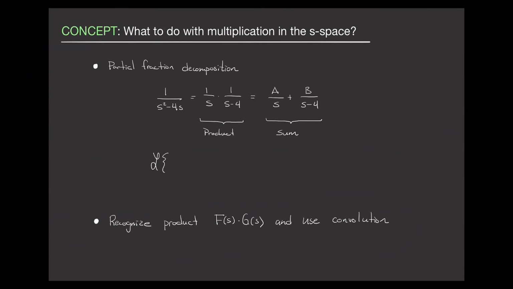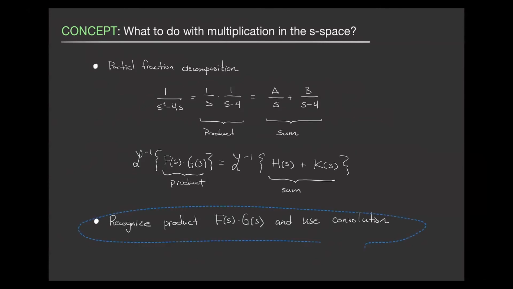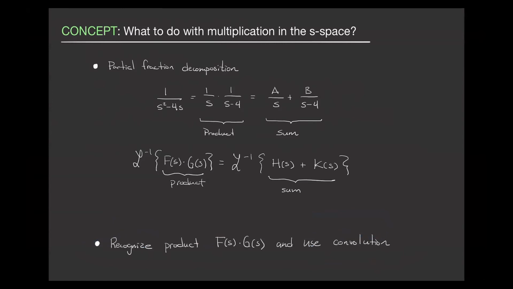let's say you want to find the inverse Laplace transform of F of s times G of s. We said it's not the inverse Laplace of capital F of s times the inverse Laplace of capital G of s. But with partial fraction decomposition, you can rewrite this product as a sum, maybe H of s plus K of s, where you've changed from product to sum. And once you have a sum, since Laplace and inverse Laplace are linear, you're able to break it down into smaller pieces, as it were.